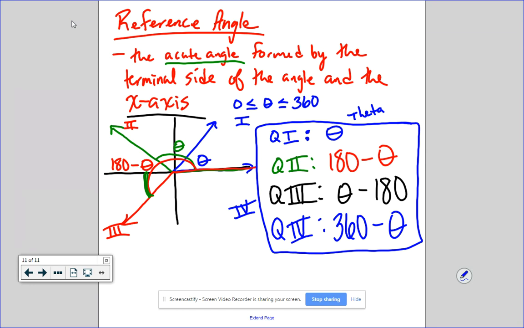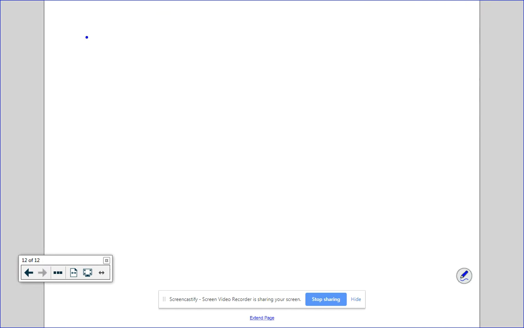Yep. All right, so let's actually apply this to a couple examples.